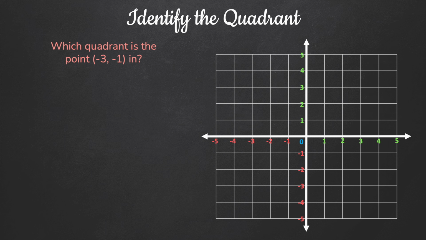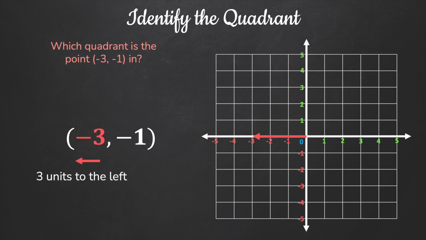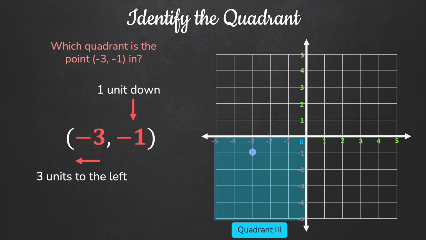Next, we have a question that says which quadrant is the point negative 3, negative 1 in. So let's go ahead and plot it. So our x-coordinate is negative, meaning we go 3 units to the left. And then our y-coordinate is negative, meaning we go 1 unit down. And then we go ahead and plot our point. So our point is in quadrant 3. That means negative 3, negative 1 is in quadrant 3.